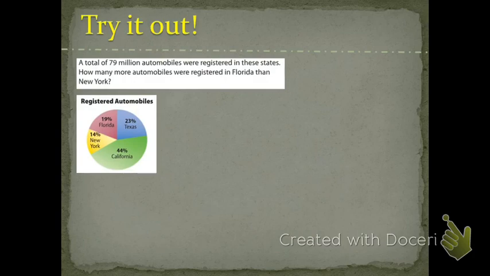Okay, last but not least, here's your try it out. Once you have finished your try it out, bring it for me to check, and I will give you your homework for today. Even if you don't finish the try it out, I will still give you your homework anyways.